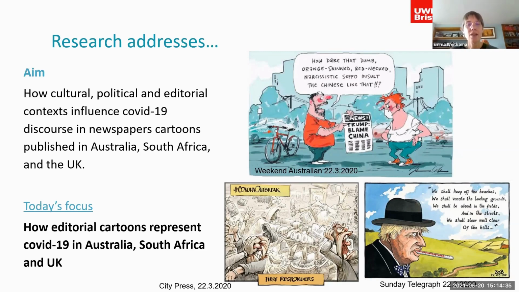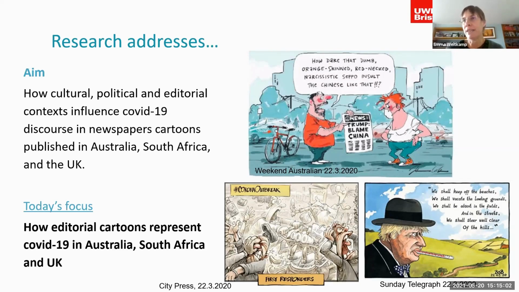If we look at the cartoon on the bottom left, which says "A corona outbreak, first responders", you may remember that at the start of the coronavirus outbreak, Australians were accused of loo roll hoarding, which then led to runs on loo roll in other countries, including the UK. And that's clearly what's being referenced in this cartoon from the City Press.